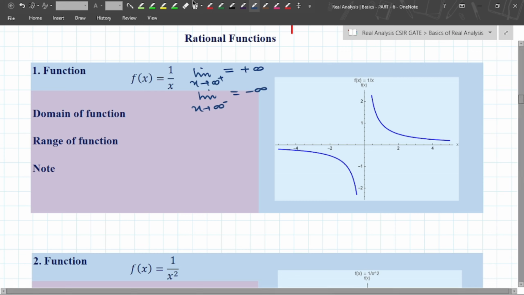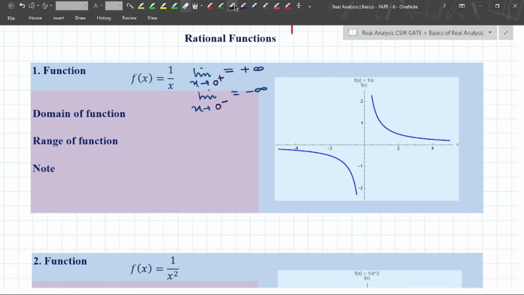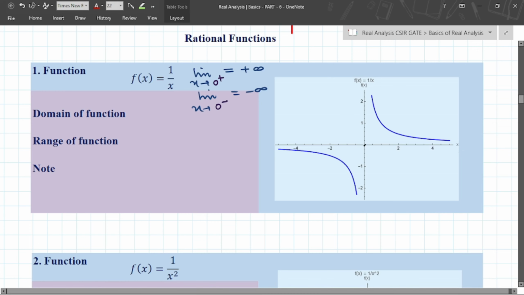Okay, sorry, positive 0 and negative 0. So from here to the positive side of 0, it is what? Plus infinity, and from here it is what? Minus infinity. If I take all these values, then it goes to 0. So for positive 0, it will go to positive infinity. For negative 0, it will go to negative infinity.